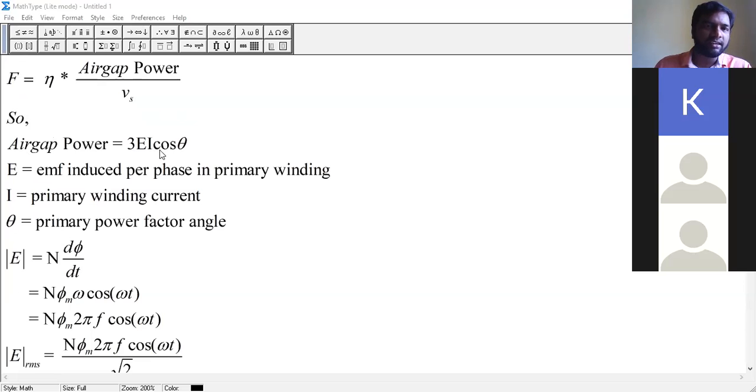3EI cos theta. So here generally we will mention it as 3 into VI cos theta. Here we are mentioning 3 into EI cos theta. Instead of V, we are keeping E. Sorry, V is the supply voltage given to the motor, where E is the EMF induced in the rotor, because we are discussing the air gap power. That is the EMF which is going to be induced in the rotor. We are not discussing the stator here. We are going to discuss the rotor power, right? So we are going to mention E, the induced EMF.